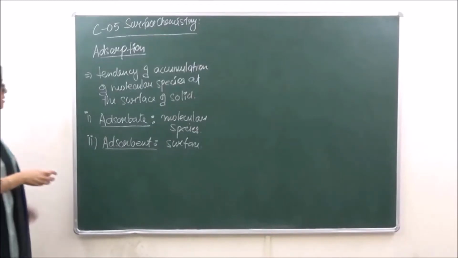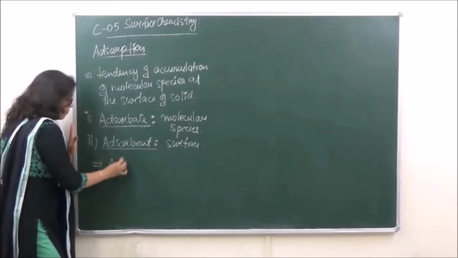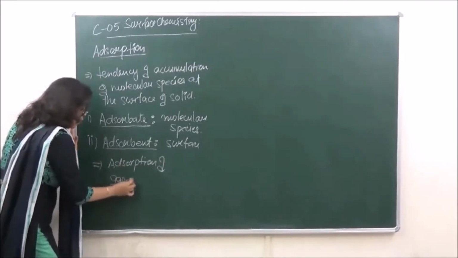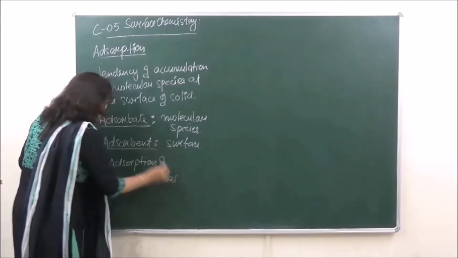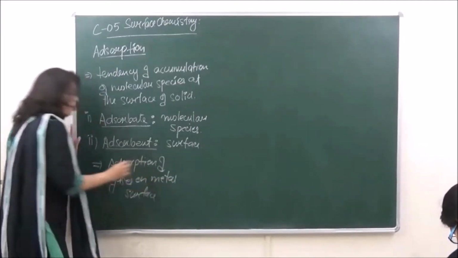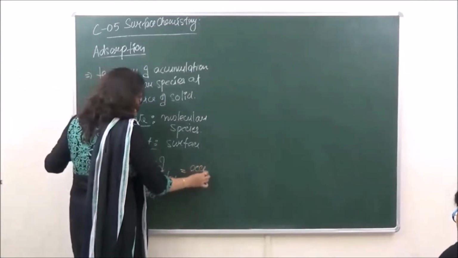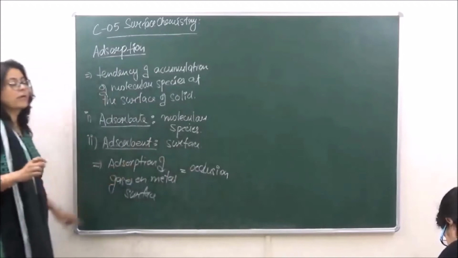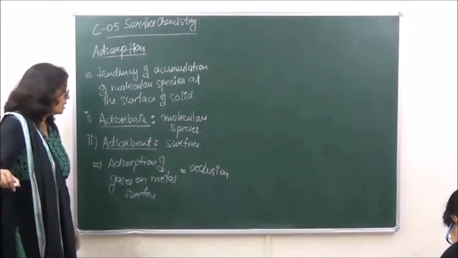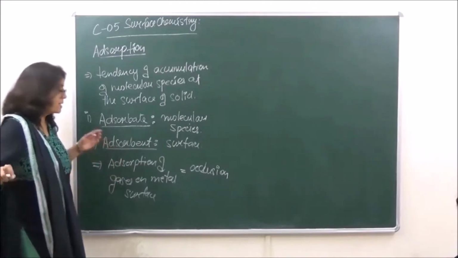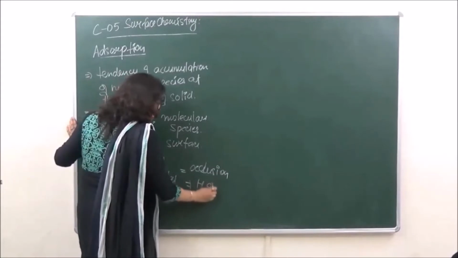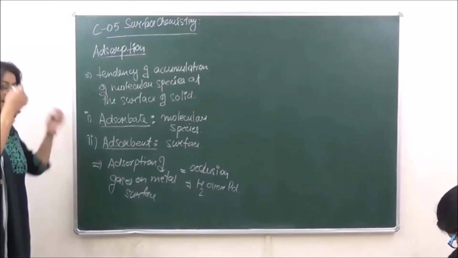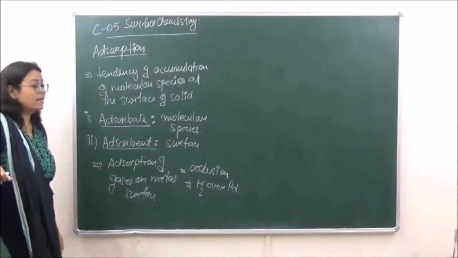Right? Adsorption of gases specifically, when we are talking of adsorption of gases on metal surface, then this term is known as occlusion. Okay, occlusion means when the adsorption of gases takes place on the metal surface. For example, adsorption of hydrogen over palladium. Right? Hydrogen over platinum or hydrogen over nickel. So all these are examples of occlusion.